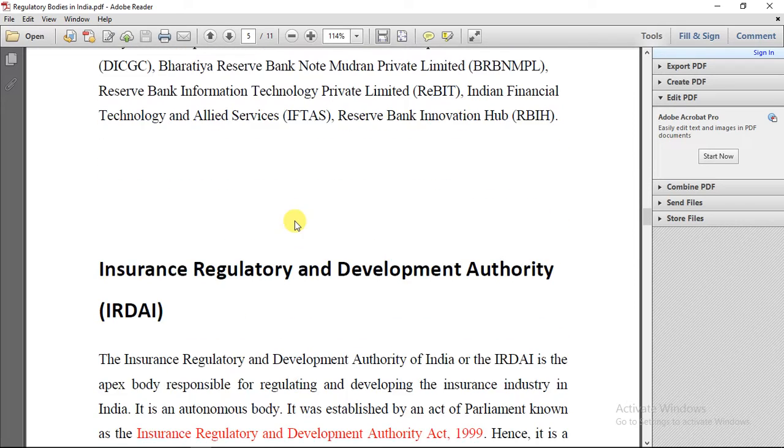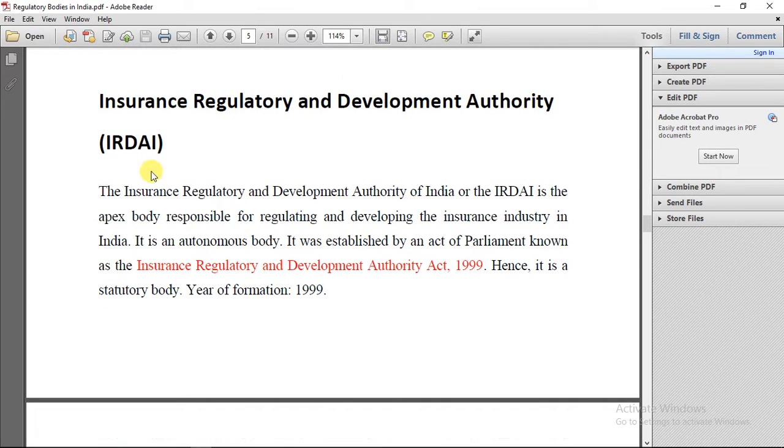about Insurance Regulatory and Development Authority or IRDAI.